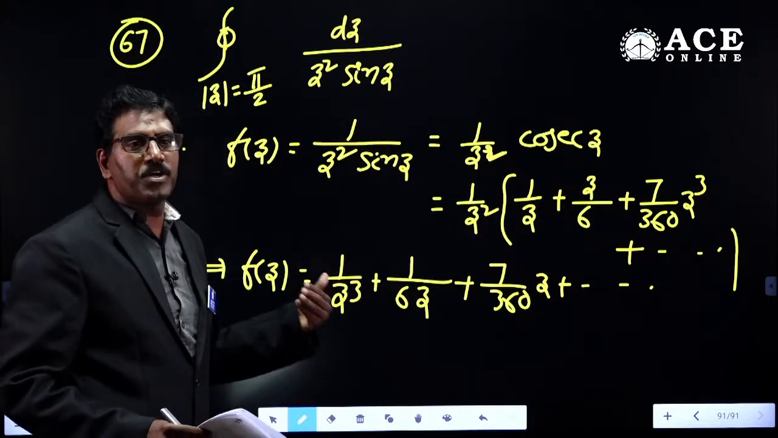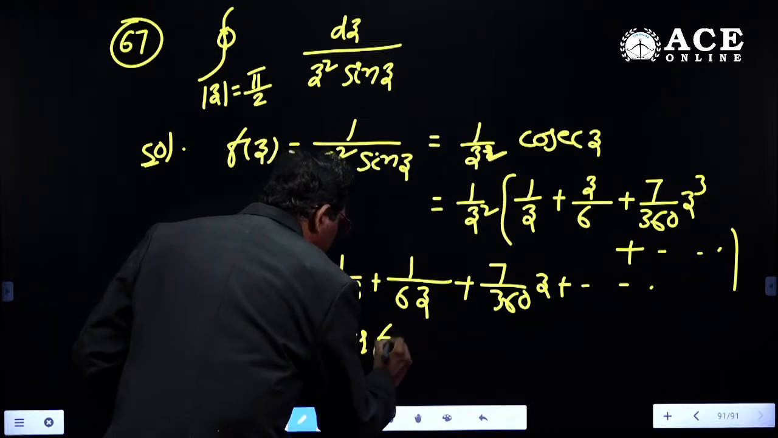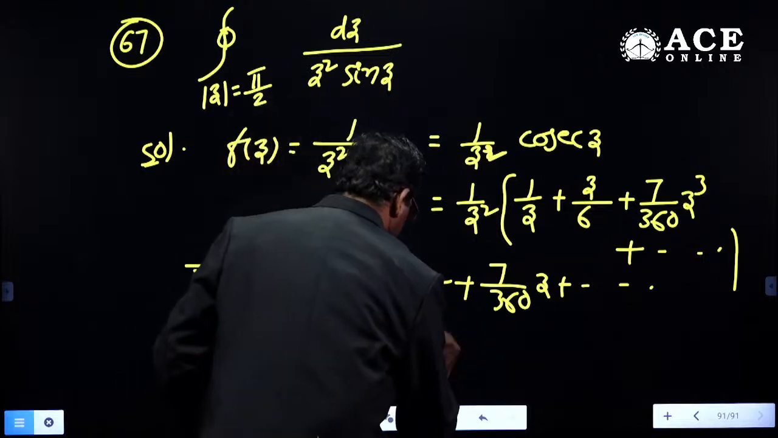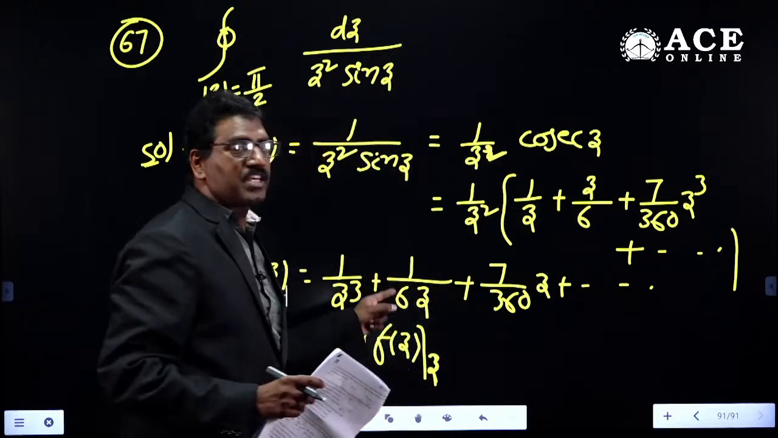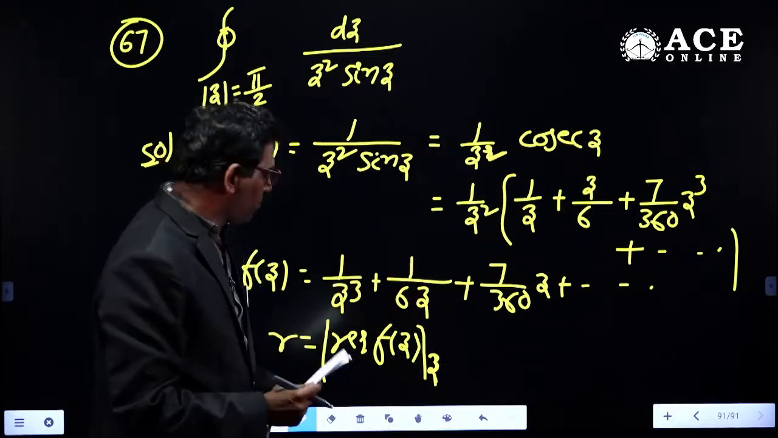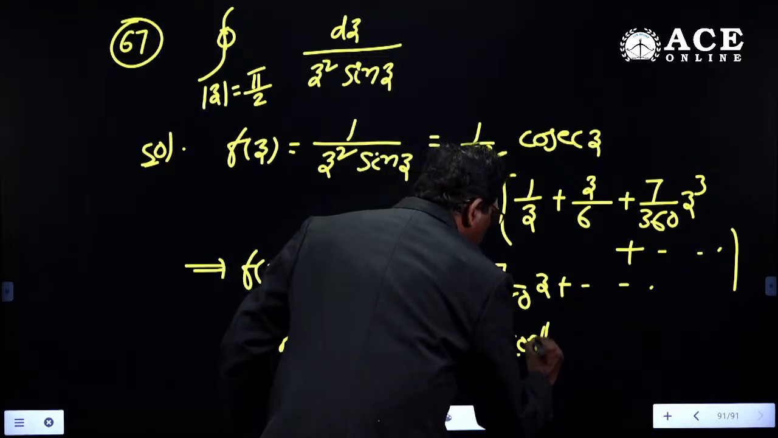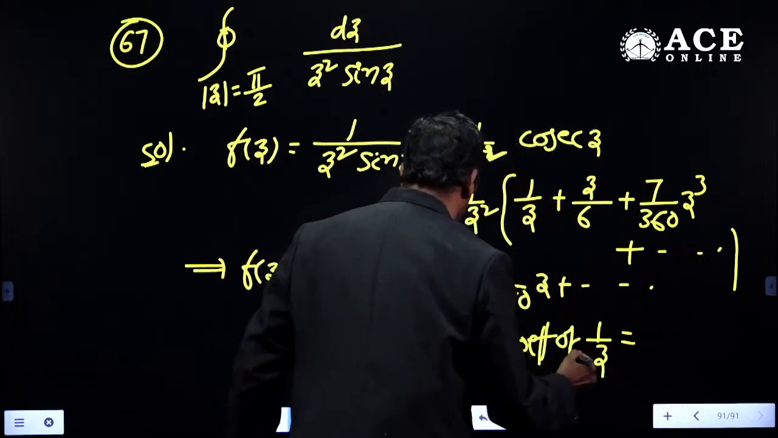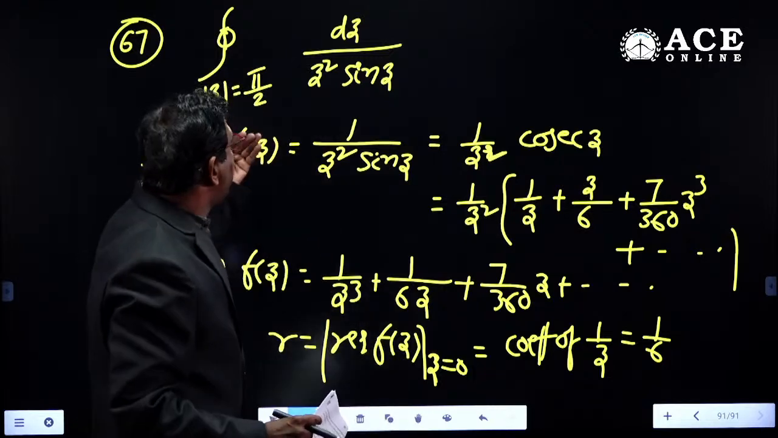What is the definition of residue? Residue of f of z at z equal to 0. Here, no doubt, this expansion is about z equal to 0, all powers are about z equal to 0 only. So the residue at z equal to 0 is nothing but the coefficient of 1 by z. What is the coefficient of 1 by z here? That is nothing but 1 by 6.